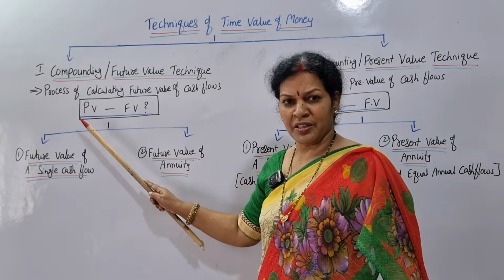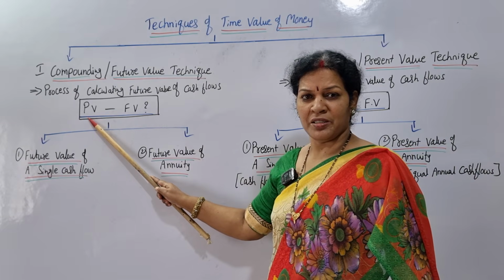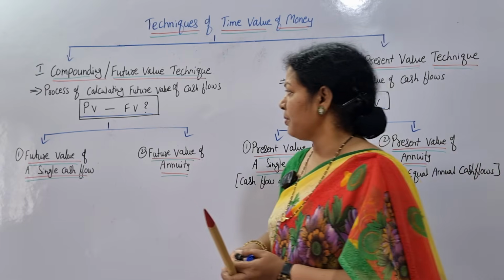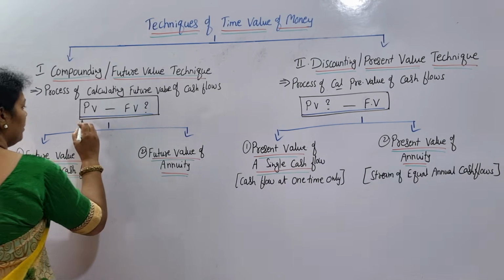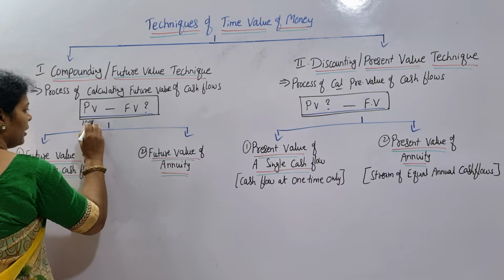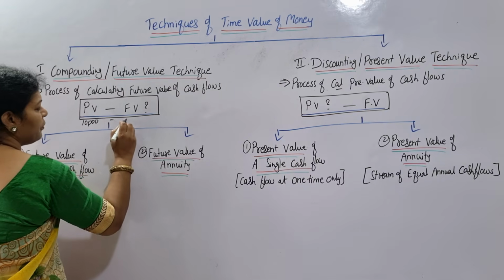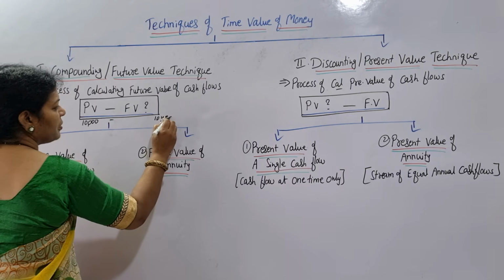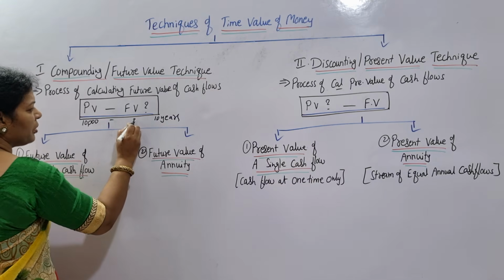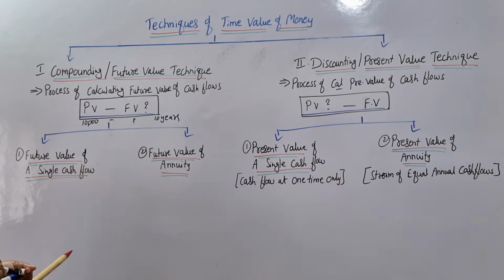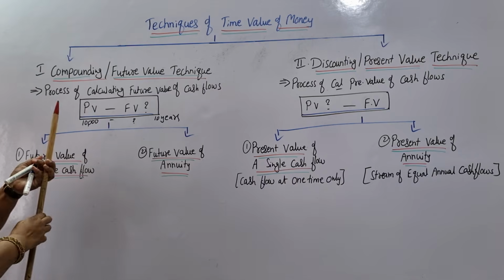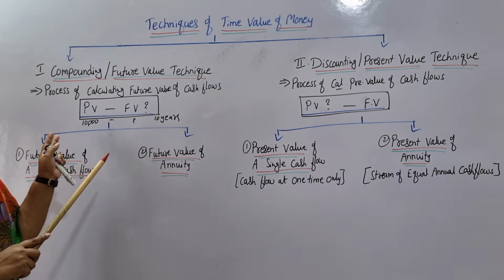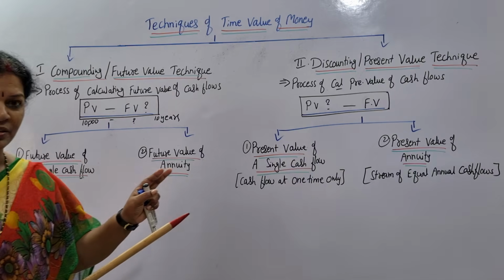In a nutshell, we can say present value is given to us. We have to calculate the future value. Example, 10,000 I am having at present. And in future, how much will it be after 10 years? After 10 years, what is the value of this 10,000? So this we call a compounding or future value technique. Future value means, compounding means, interest.